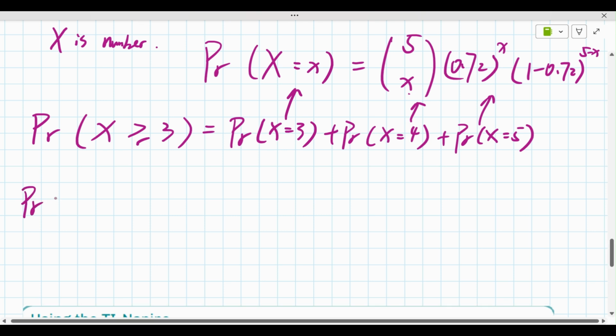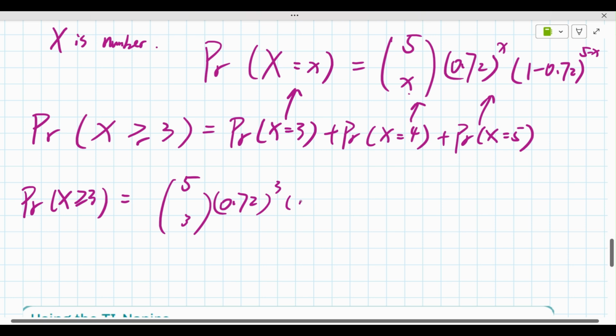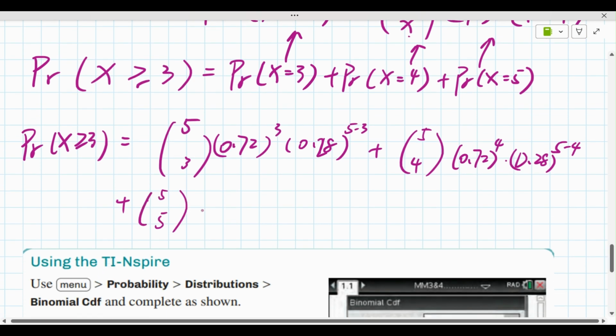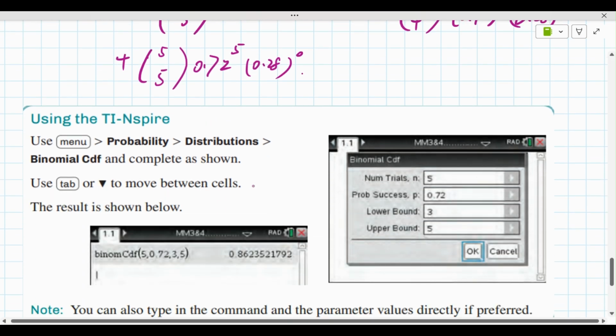The probability of x greater than or equal to 3 is equal to 5 choose 3, 0.72 to the power of 3 times 0.28 to the power of 5 minus 3, plus 5 choose 4, 0.72 to the power of 4 times 0.28 to the power of 5 minus 4, and then plus 5 choose 5, 0.72 to the power of 5 and 0.28 to the power of 0. Yep.